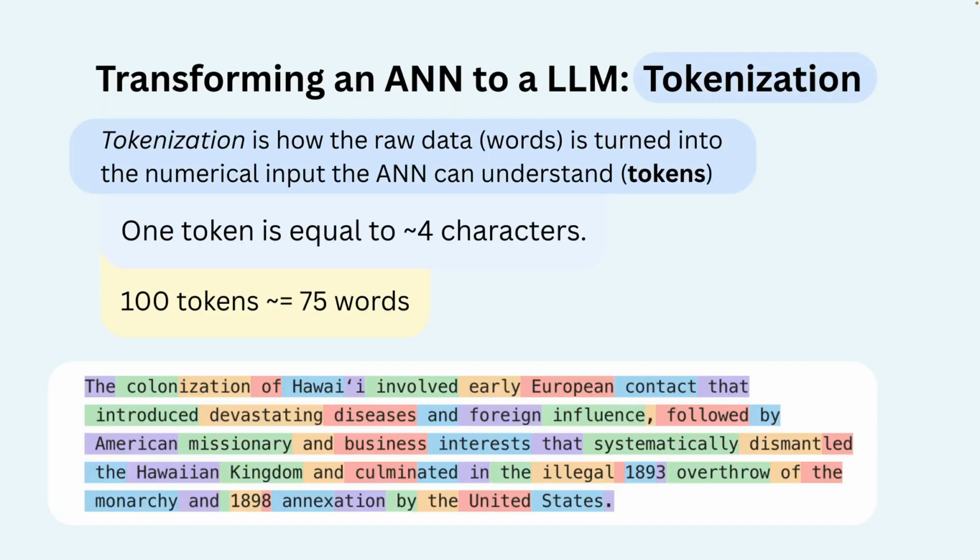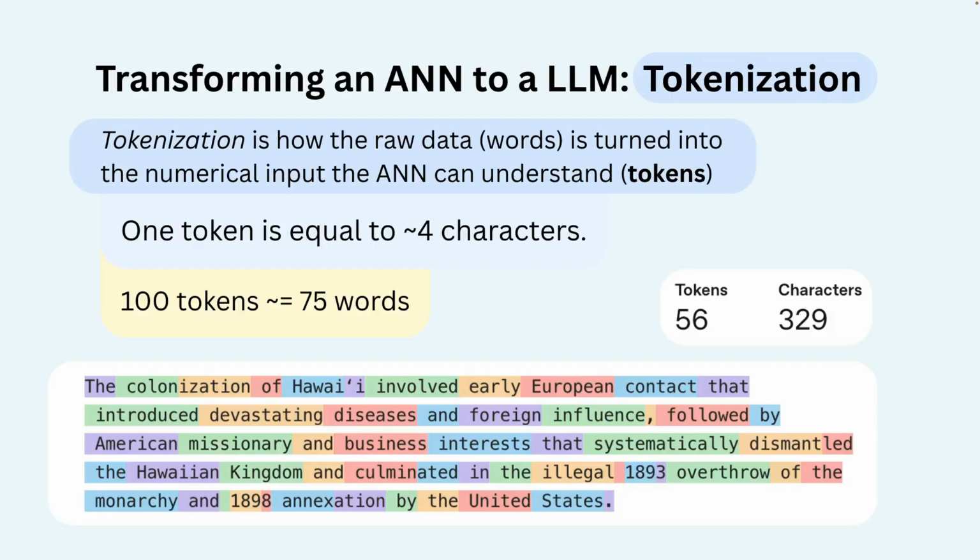to natural language. In this example, I wrote, "The colonization of Hawaii involved early European contact that introduced devastating diseases and foreign influence, followed by American missionary and business interests that systematically dismantled the Hawaiian kingdom and culminated in the illegal 1893 overthrow of the monarchy and the 1898 annexation by the United States." That's a long sentence with 329 characters, and it turns into 56 tokens.